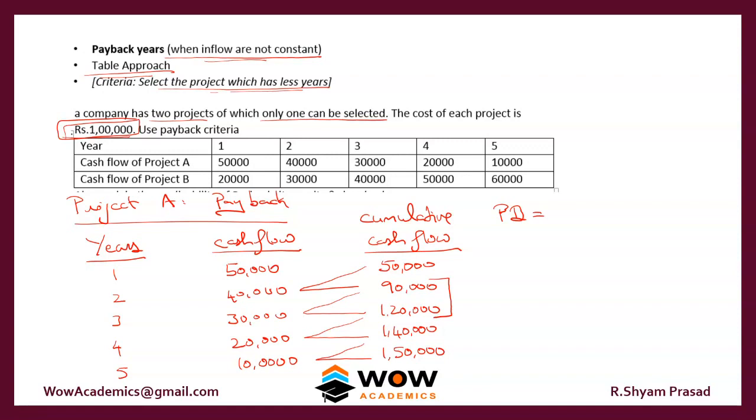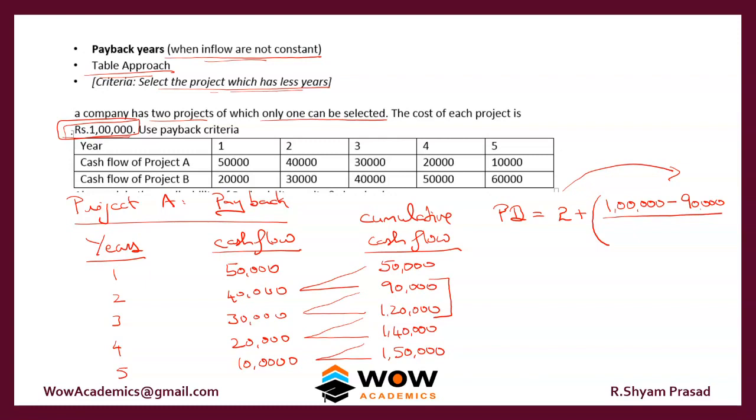So minimum you need how many years? You need 2 years, because you have to recover 90. So we'll again open a bracket. Total, what was the investment? Total investment was 1 lakh. Out of that, in the second year, how much have you recovered? You have already recovered 50 plus 40, so 90,000 has been recovered.